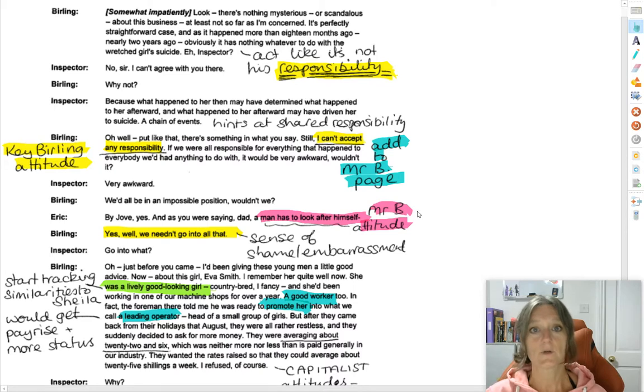Yeah, I would agree. Put your family first, definitely. But don't only look after yourself. There's a whole community around you and a whole world around you. So Mr. Birling's attitude, even Mr. Birling seems a little bit embarrassed, a little bit ashamed of what he said. And he doesn't really want Eric to say that in front of the inspector. "Yes, well, we needn't go into all that." You kind of get this sense of shame, maybe embarrassment, definitely there.